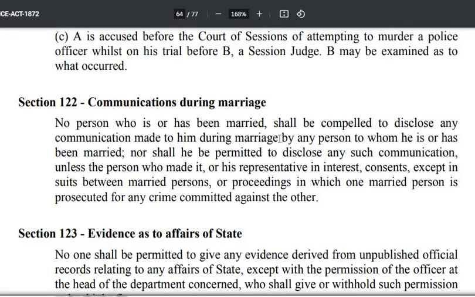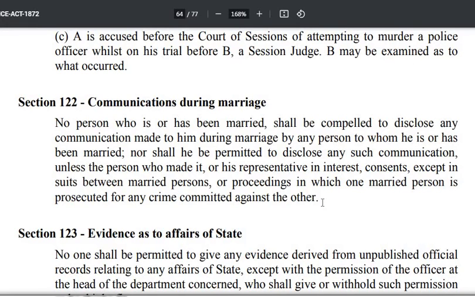शादी जब तक चल रही थी तब तक का कम्युनिकेशन। Shall be compelled to disclose any communication made to him during the marriage by any person to whom he is or has been married, nor shall he be permitted to disclose। ना तो उसको आप कंपेल कर सकते हैं और ना ही उसको आप परमिशन दे सकते हैं टू डिस्क्लोज द फैक्ट unless the other party has agreed, nor shall he be permitted to disclose any such communication unless the person who made it or his representative in interest, means other spouse, consents except in suits between married persons or proceedings in which one married person is prosecuted for any crime committed against the other.